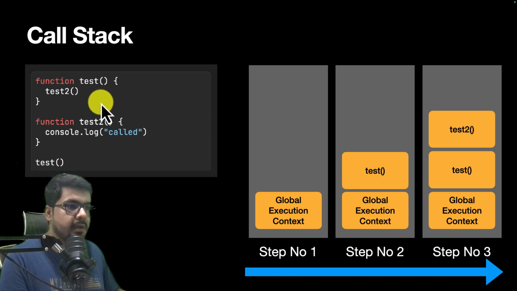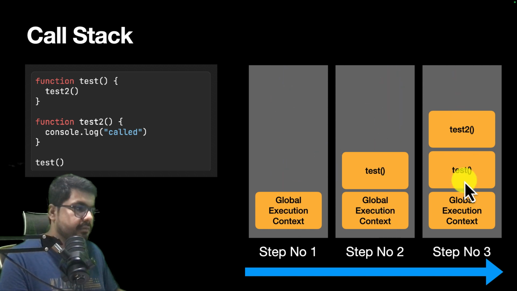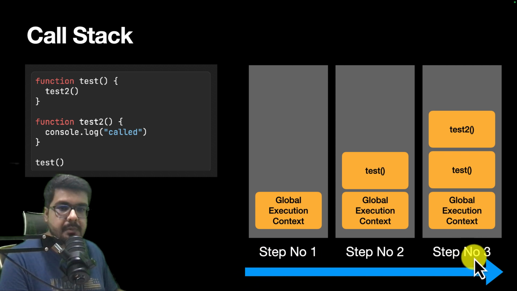We discussed this example in the previous video, in which we saw how the call stack helps us execute JavaScript code. Here I have a function test, which calls a function test2, and test2 has a console.log called, and finally we call our main function test. As we all know, for the first step we will have our call stacks. This is our call stack on step number 1, this is step number 2, and this will be step number 3. So we will be moving from step number 1 to step number 3.